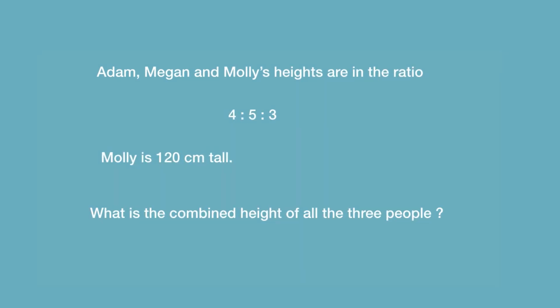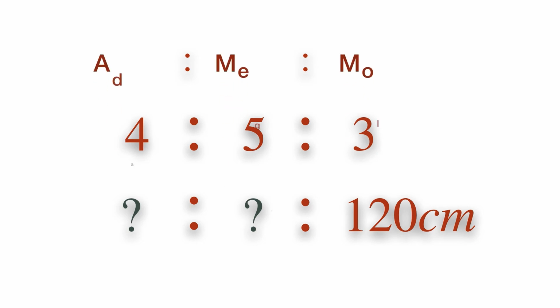You can use ratios to solve various kinds of everyday problems. For example, Adam, Megan, and Molly's heights are in a ratio 4 to 5 to 3. Molly is 120 centimeters tall. What is the combined height of all 3 people? So to reiterate, the ratio of their heights is 4 to 5 to 3 in the order Adam to Megan to Molly, and Molly's height is given to you as 120 centimeters and the others are unknown. Information about her height is going to be critical in finding the total height of all 3 people.